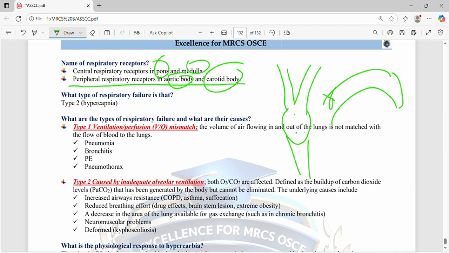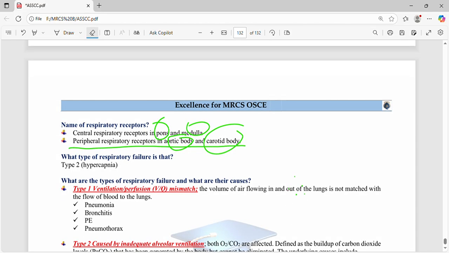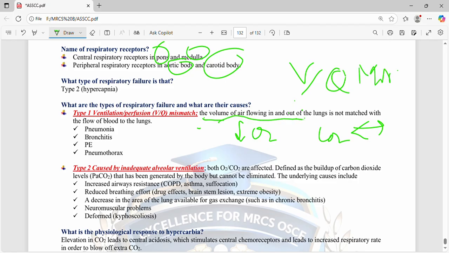What type of respiratory failure is this? This is type 2 respiratory failure. Why? Because we have two types of respiratory failure, type 1 and type 2. In type 1 we have only decreased O2. The CO2 is normal. Type 1 is ventilation perfusion mismatch, where the volume of air flowing in and out of the lungs is not matched with the flow of blood to the lung. This occurs in pneumonia, bronchitis, pulmonary embolism, and pneumothorax.